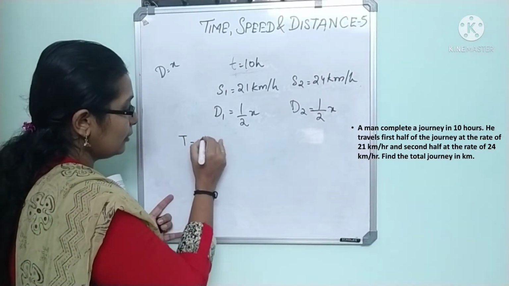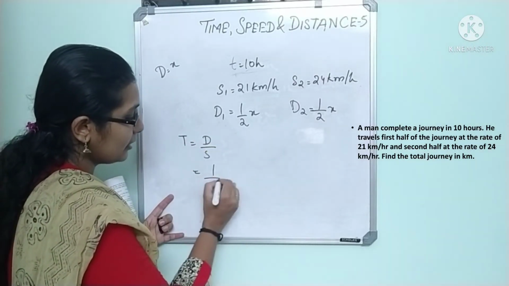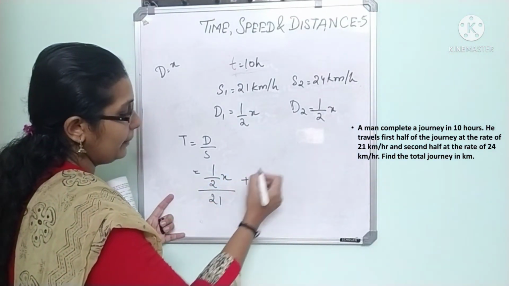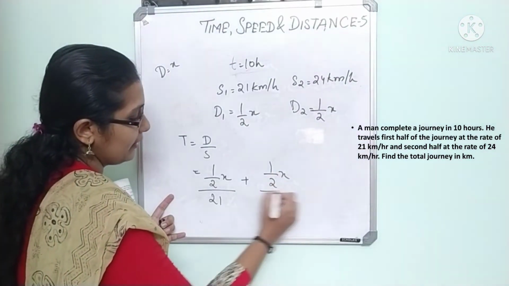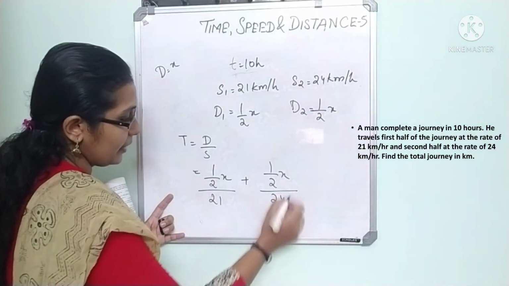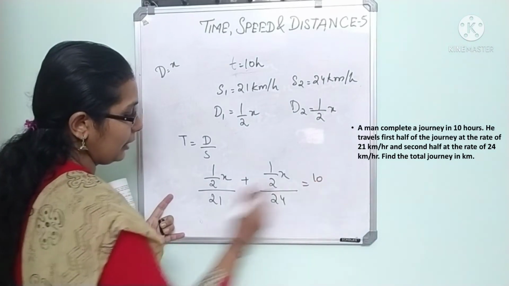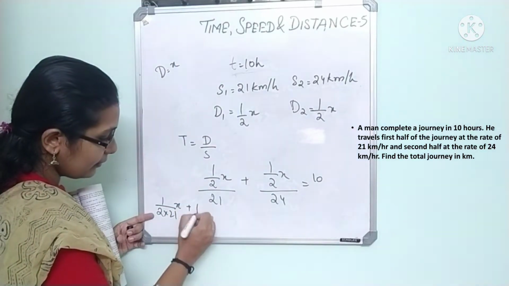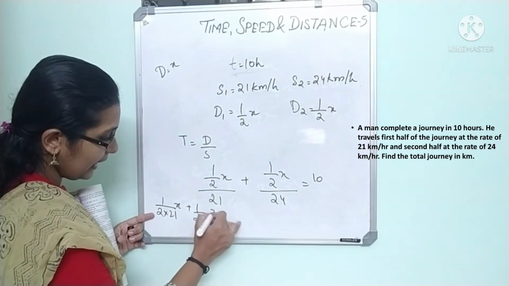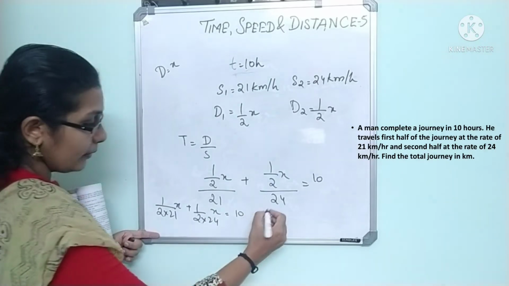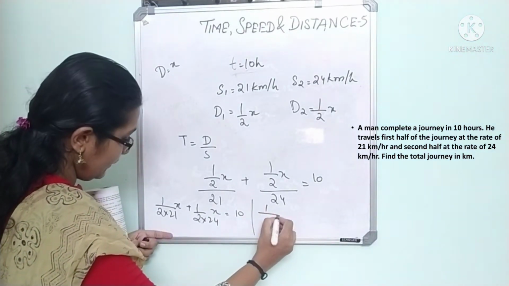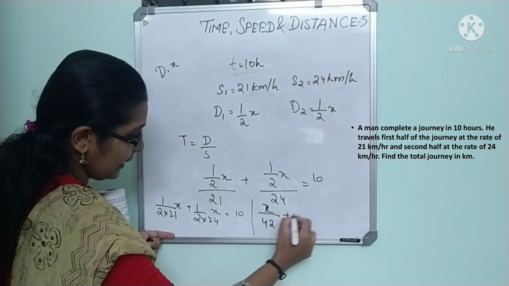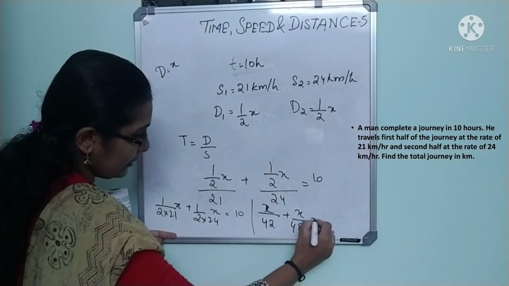As usual, time is equal to distance by speed. So the first distance is 1/2 of x, which he covers at 21 km per hour, plus the second distance is 1/2 of x, which he covers at 24 km per hour. So I can write here, okay, equal to 10. Now on rewriting, 1/2 into 21 of x plus 1/2 into 24 of x is equal to 10. So x by 42 plus x by 48 is equal to 10.